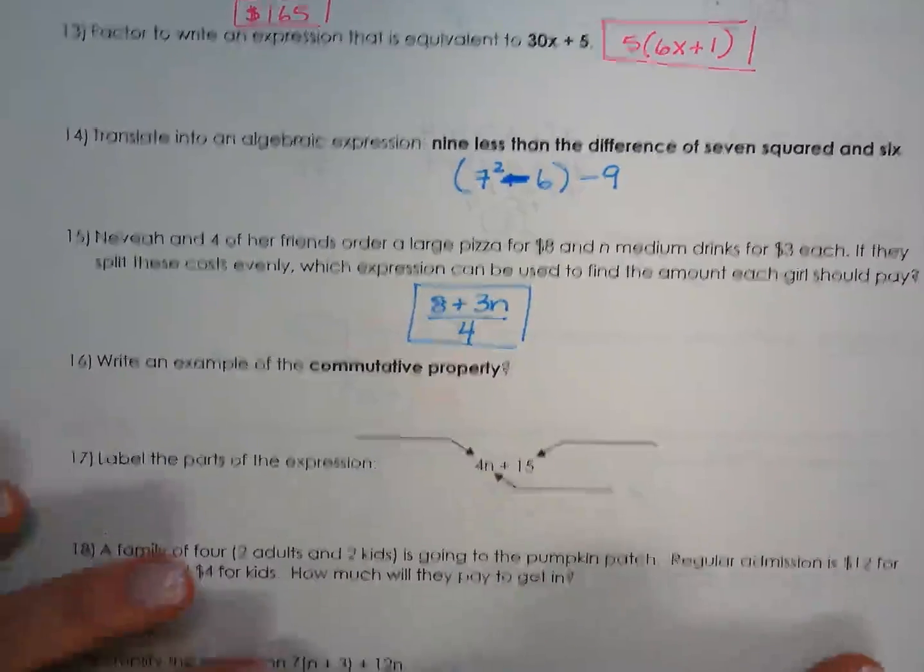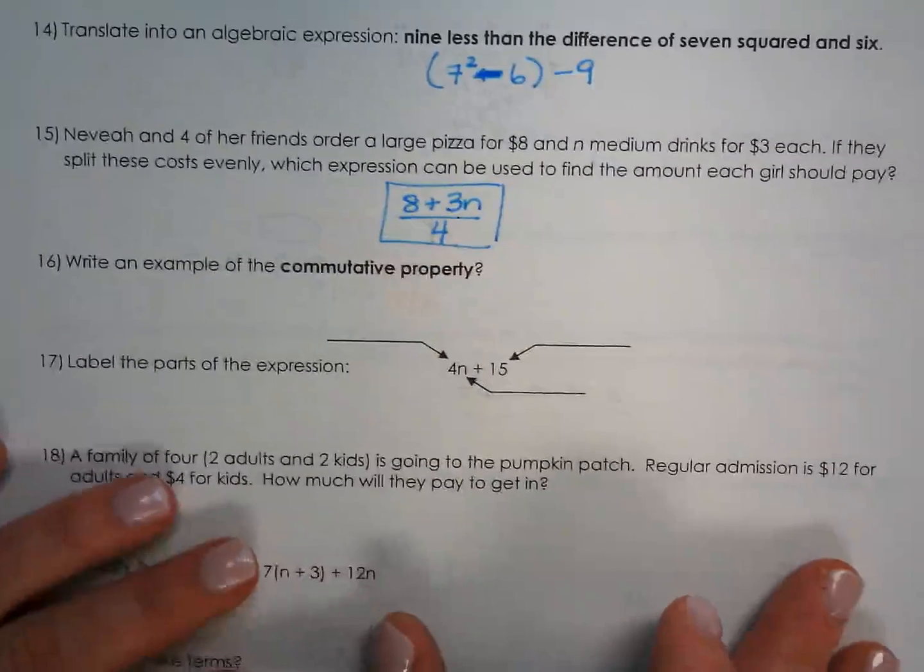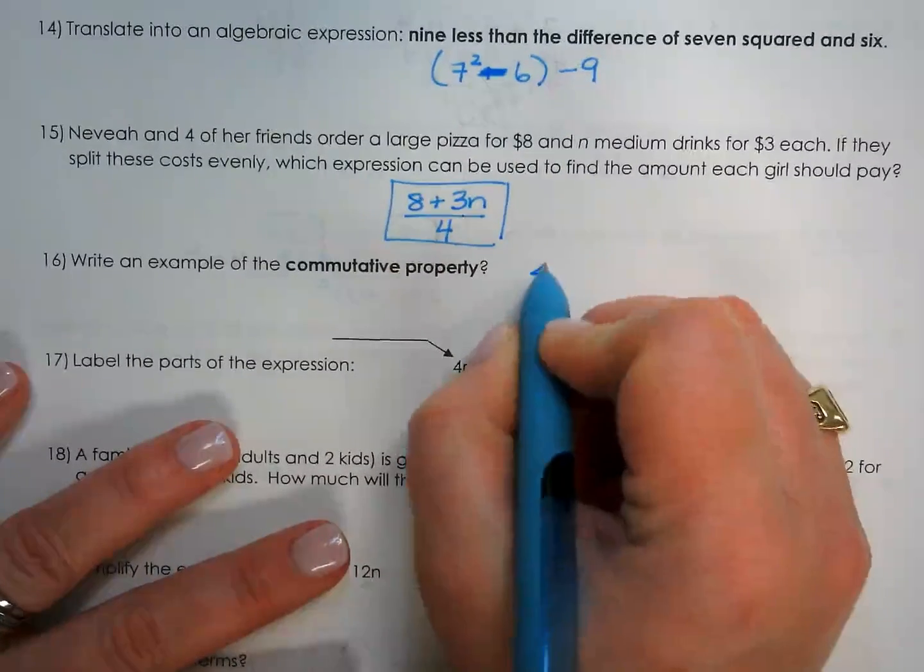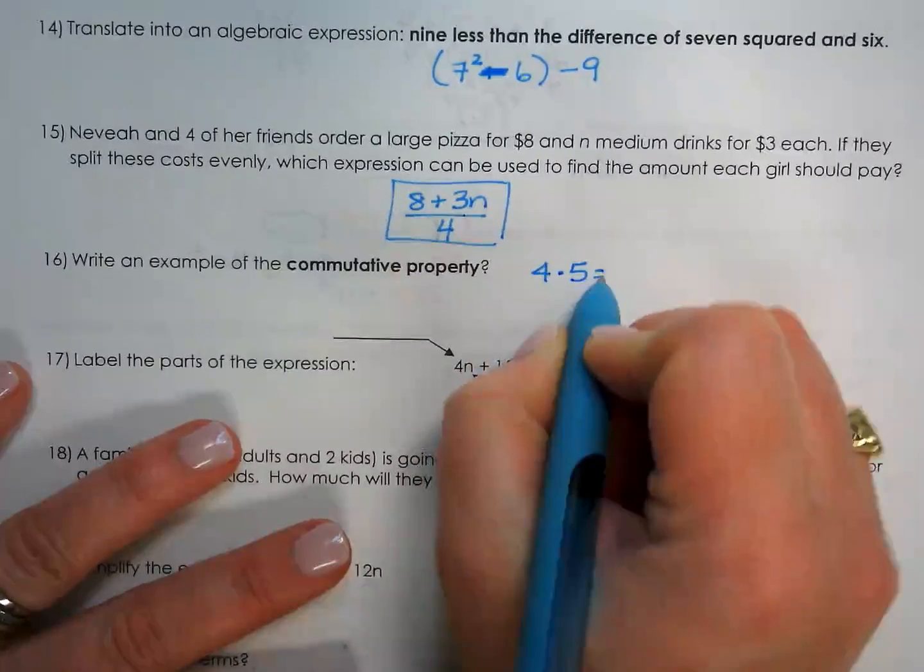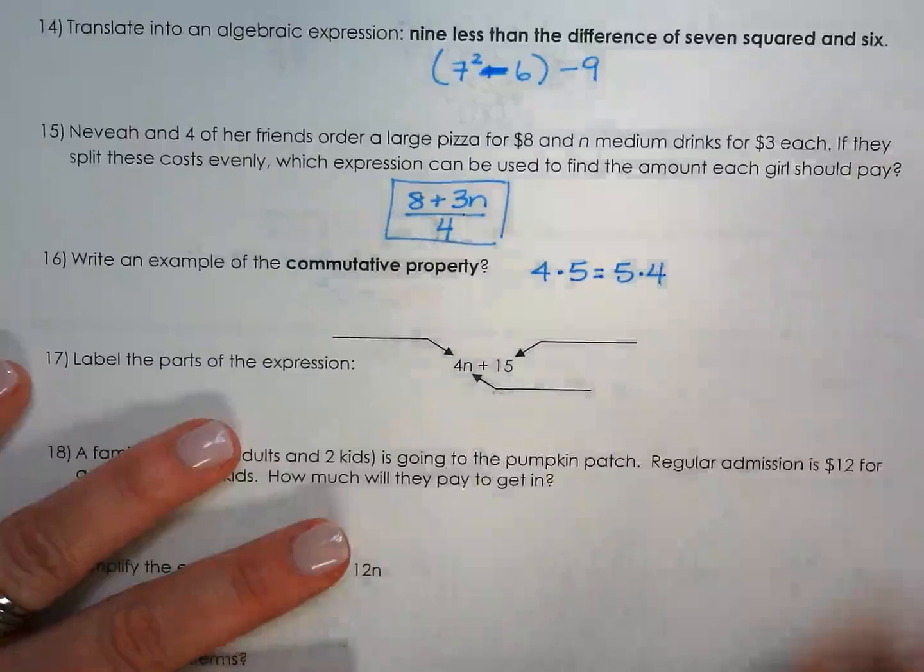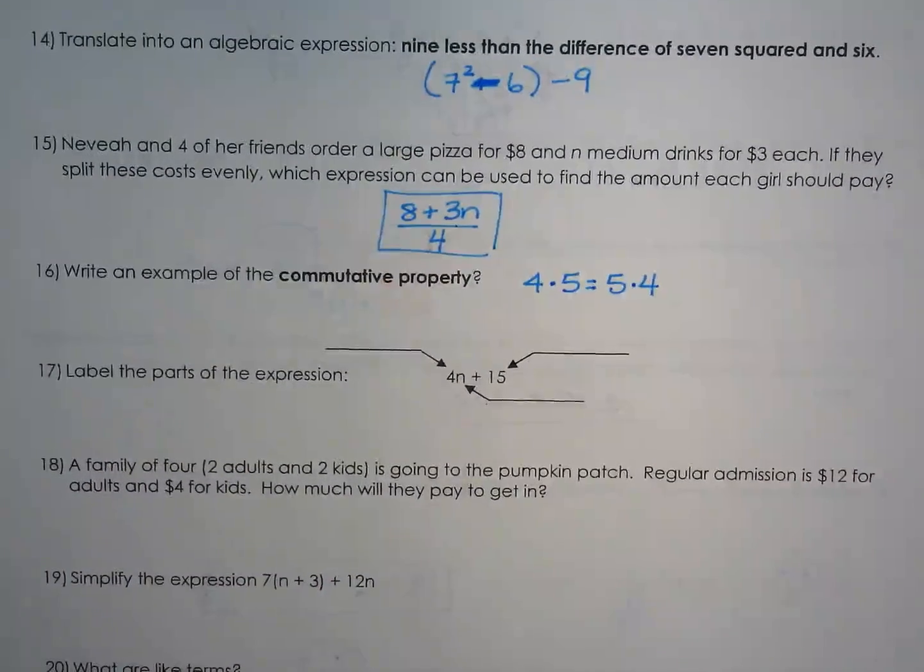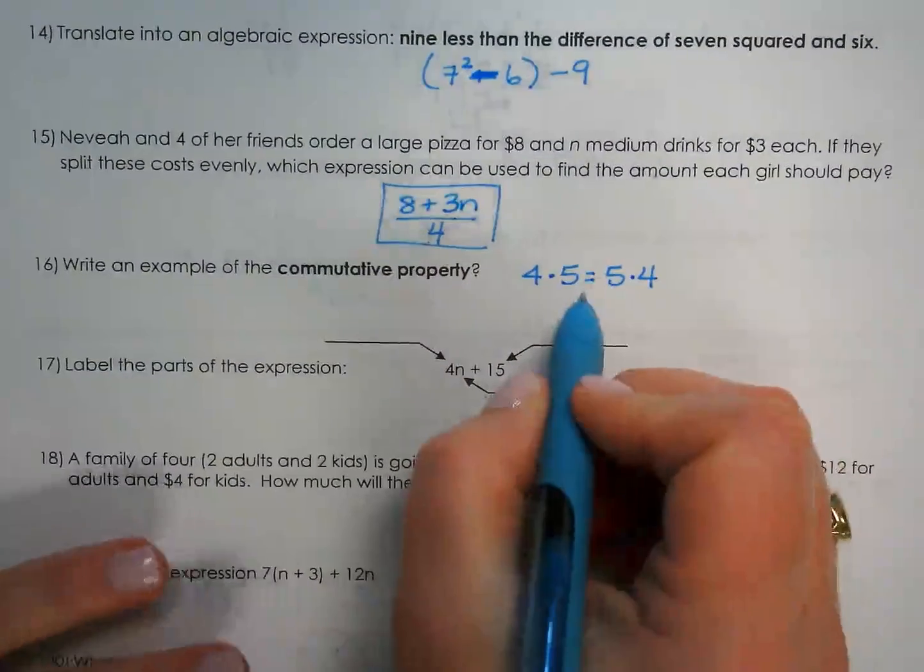All right, write an example of the commutative property. The commutative property lets us move things around. So a simple example of that would be this. There's a million, actually an infinite number of ways to write that, but that's just an example.